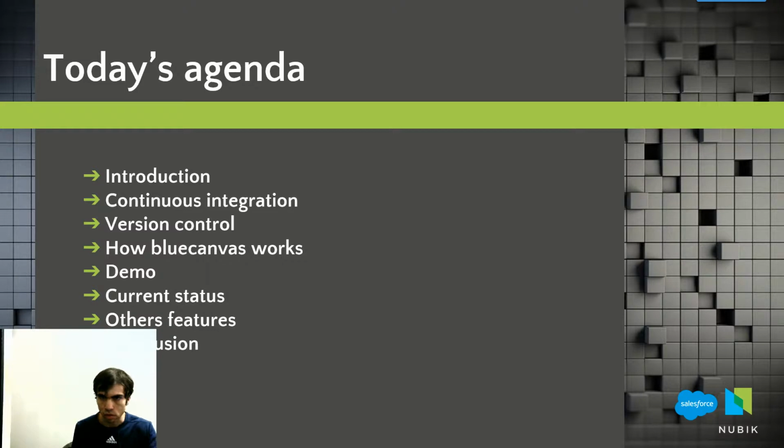First, a quick introduction where I'm going to open the theme and let you know what Blue Canvas is about. Continuous integration and version control, as concepts that are talked about in Blue Canvas, which are important. Then how Blue Canvas works. Basically, I'm going to give you a demo. Current status of Blue Canvas, other features, and finally a conclusion and a space where you can ask your questions, and if I can, I'm going to answer them.